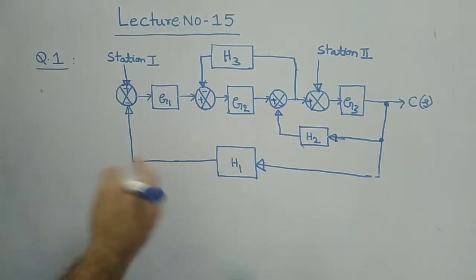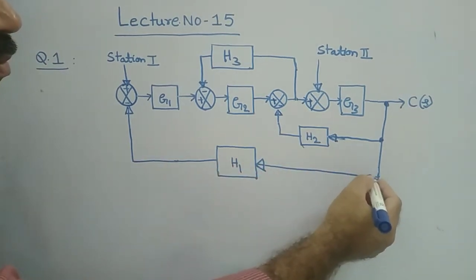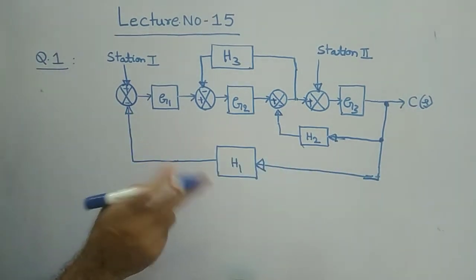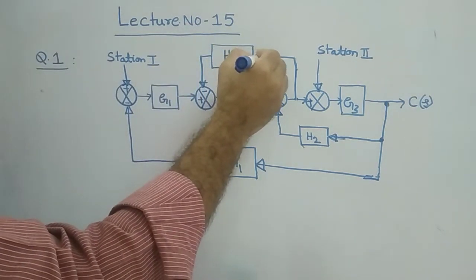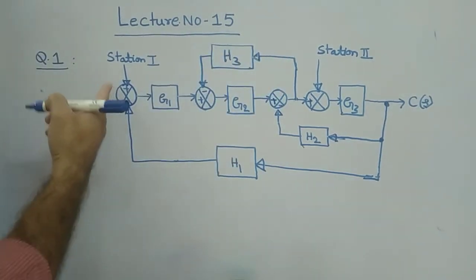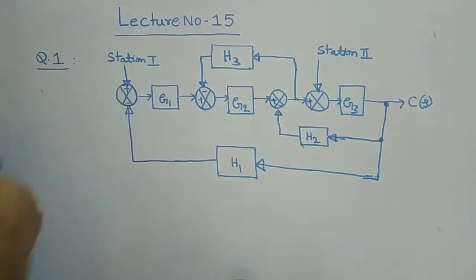So there is H1, and then H2, and then H3 is there. Okay, and then this is called station 1, this is called station 2.